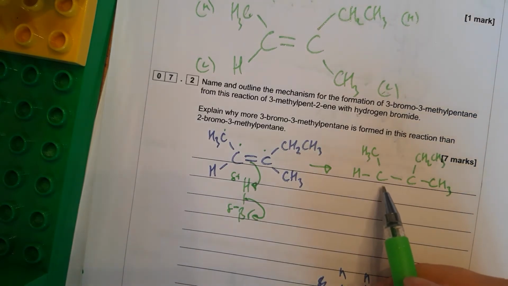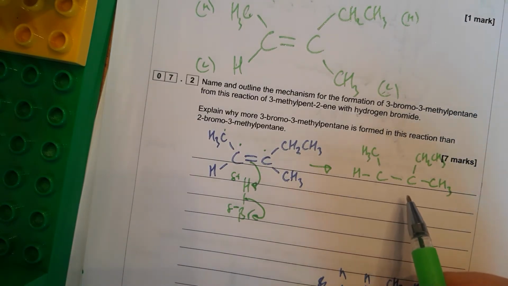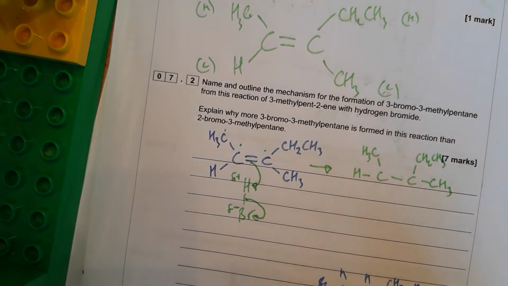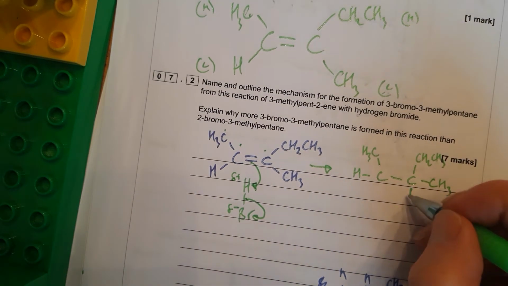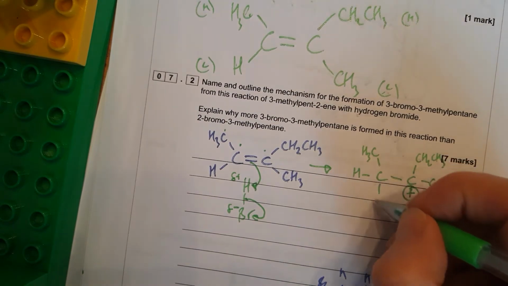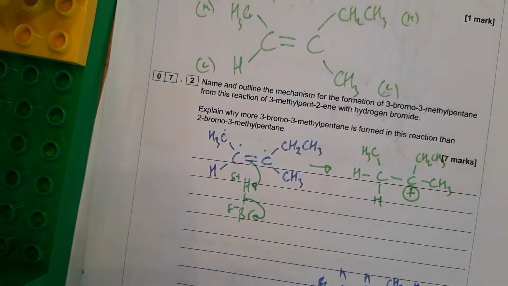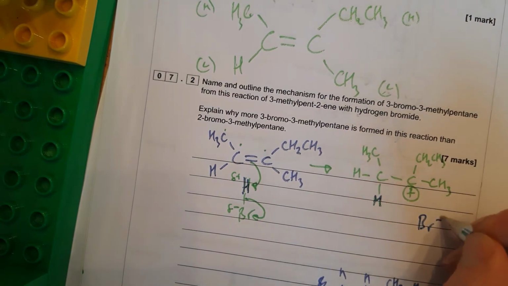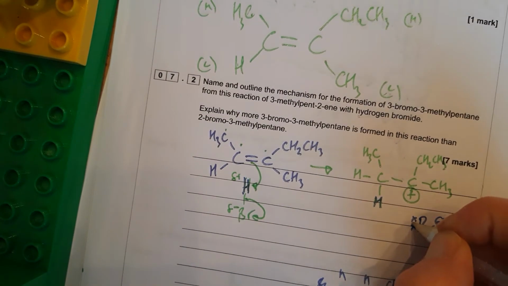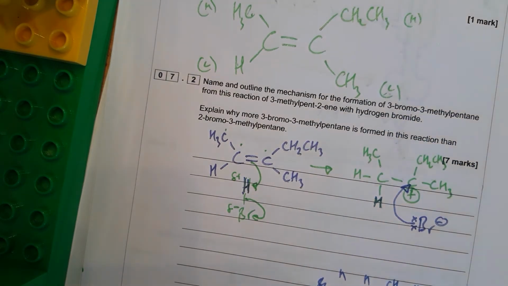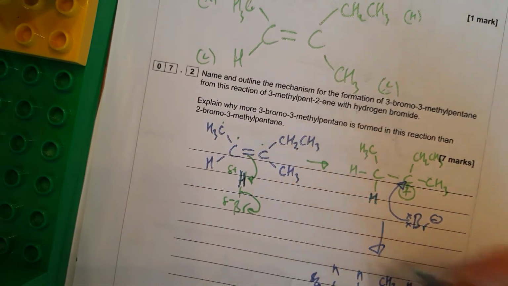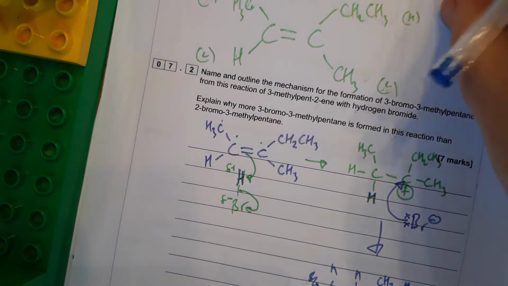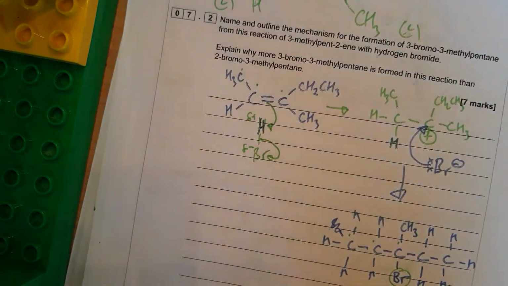Now I've just got to decide which one is the H bonded to and which one is the carbocation. I'll look below for that. The carbocation is going to be here in position 3. So that's going to have an H on it. So this H here is this H here. Alright, I've then got a Br minus with a lone pair. It's going to attack that carbon. That's that.